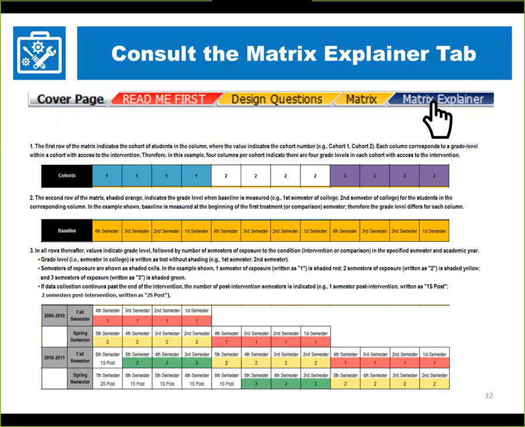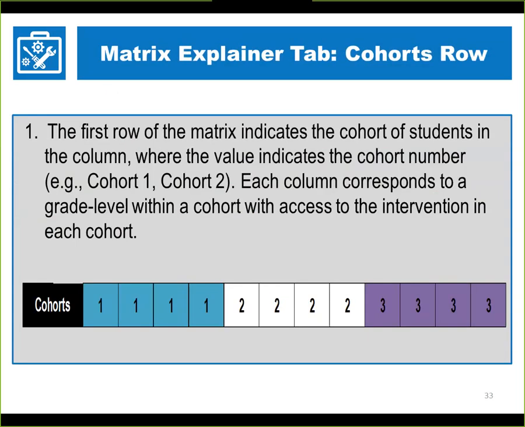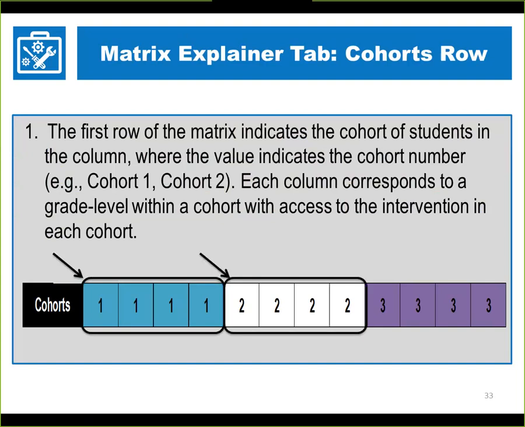The first statement shown on the Matrix Explainer tab, again, is the same for both versions of the tool. It describes and illustrates the cohorts row in the matrix. For each cohort, cells are shaded a different color. In the examples shown on the Matrix Explainer tab, there are 3 cohorts labeled 1 for cohort 1 and shaded blue, 2 for cohort 2 and shaded white, and 3 for cohort 3, shaded purple.